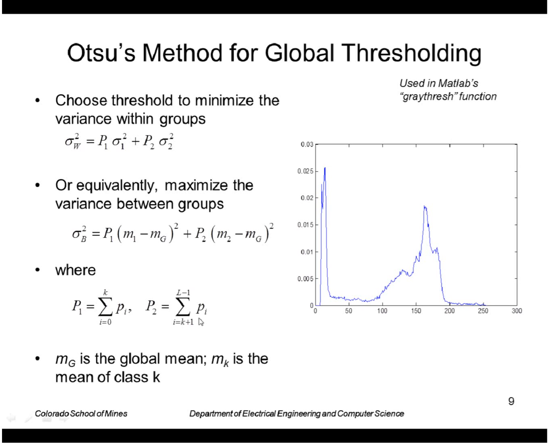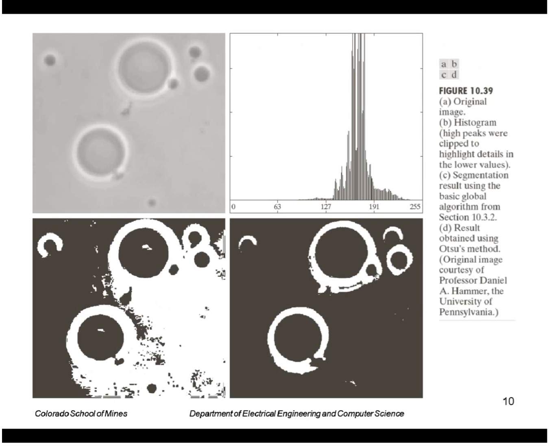So this is actually used in MATLAB's graythresh function. And it tends to give better results than that basic heuristic algorithm. So this is an image with a histogram, and this is the result of thresholding with the basic algorithm. This is the result with the optimal algorithm called the Otsu algorithm.